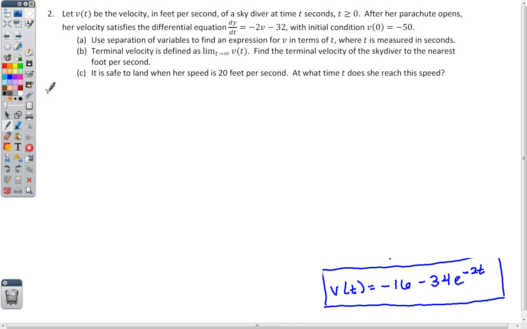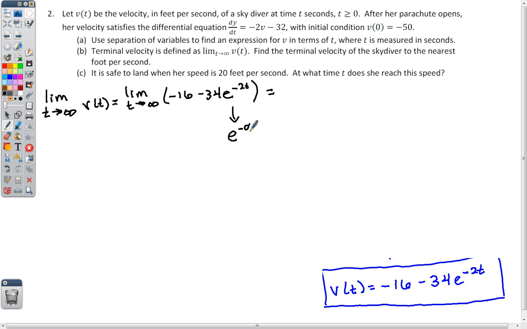Stopping right there. All right. The limit as t approaches infinity of v of t. The limit as t approaches infinity of negative 16 minus 34 e to the negative 2t. Okay? I can plug infinity in there, and, well, e to the negative 2 times infinity, well, 2 times infinity is infinity, so I'm basically getting, for this part, e to the negative infinity. Well, e to the negative infinity is 0, right? I plug in negative infinity as an exponent, and I'm getting smaller and smaller and smaller.